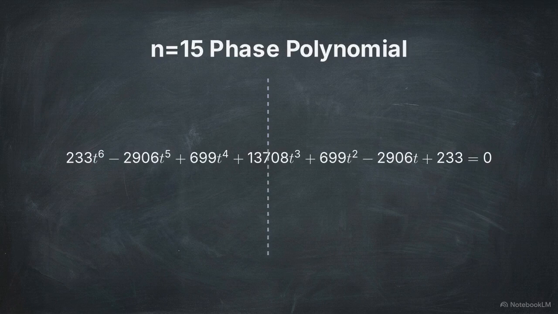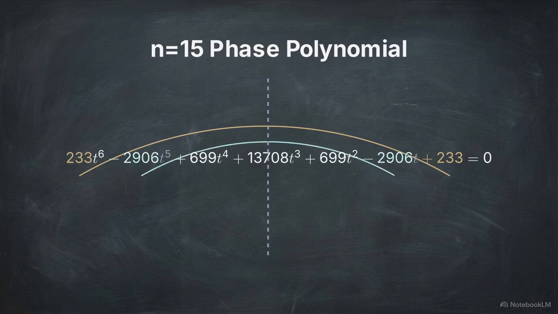While it appears dense, the coefficients reveal a mirrored architecture. The outermost edges show the pattern immediately. The leading coefficient is 233, matching the constant at the end. Moving one step inward, the coefficients for t to the fifth and t match at negative 2906.